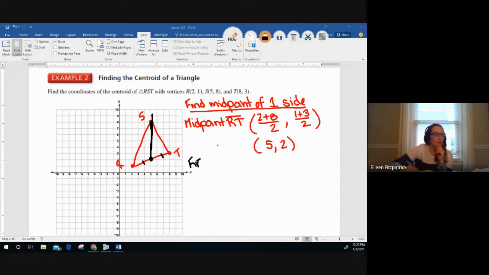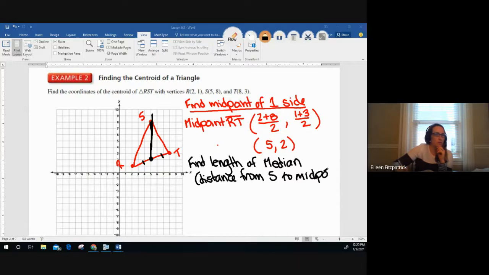So find the length of the median. In other words, the distance from S to the midpoint. Okay, that'll tell me the length of the median. So I'm going to use the distance formula, which is the square root of the difference of the x's squared plus the difference of the y's squared. So maybe I'll write the coordinates down here. This is 5, 2, and S is 5, 8.